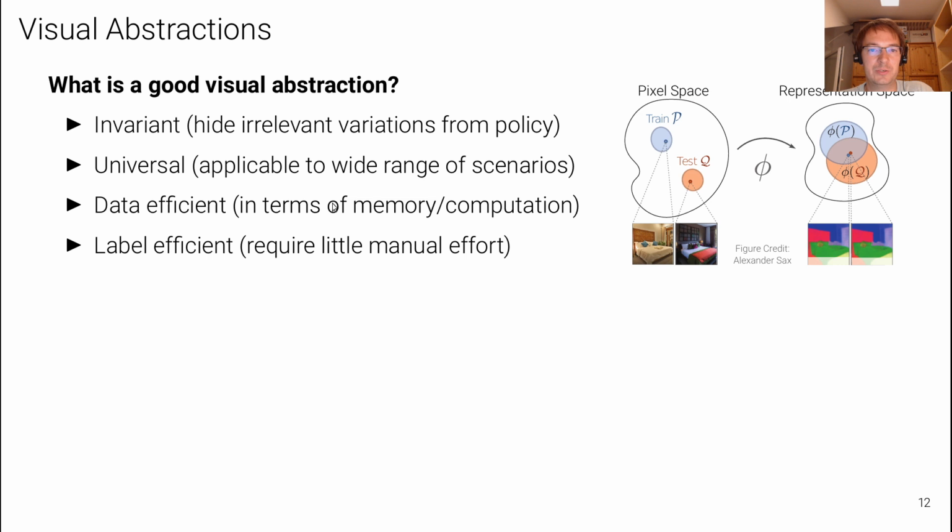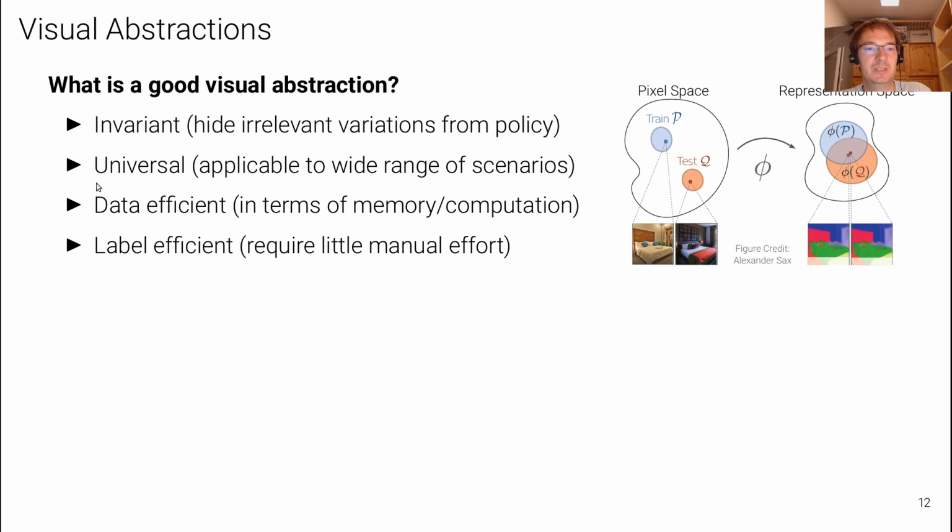Now, what is a good visual abstraction? Well, first of all, it should be invariant. It should hide irrelevant variations from the control policy. Let's look at this example on the right side, where we have two bedroom scenes that look quite similar in terms of their content, but the appearance is dramatically different. If you look at the pixel space, one is a training example, one is a test example, and these distributions are very far from each other. The goal of such an intermediate representation is to map this pixel space into some representation space such that these points move closer together. In this case, we have used a semantic segmentation of these two images, which looks closer to each other compared to the original images that are further apart in pixel space.